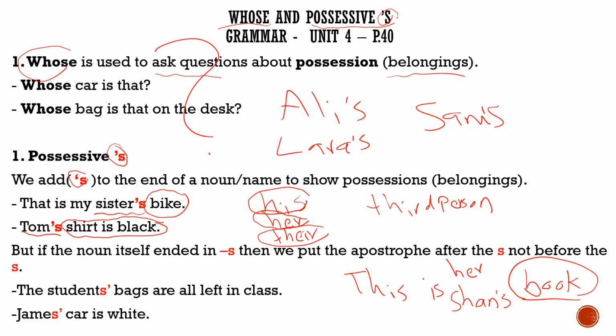Okay. But sometimes, look, if the noun itself ended in S, then we put the apostrophe after the S, not before this. Look, we have the name James. James already has S. Okay, I don't do this. Don't do this. This is wrong. Do this. James, just put the apostrophe. James' book. Okay, or the students' is just the apostrophe. Don't put S again. It's wrong.